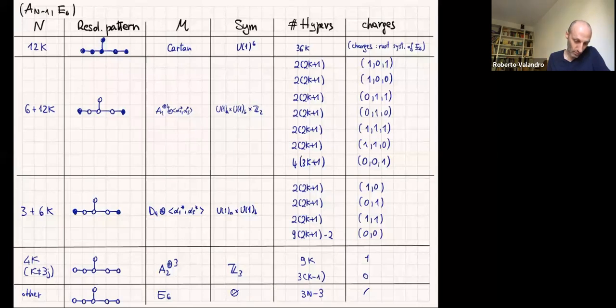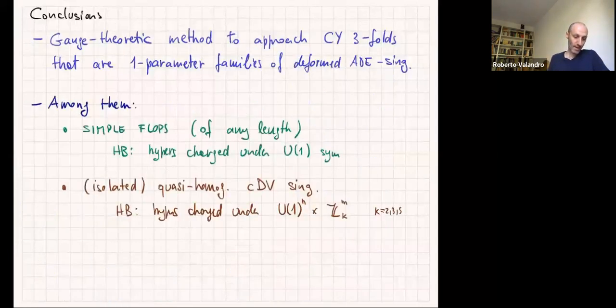So let me just conclude, and then we can go to question time. So we have worked out this gauge-theoretic method to approach Calabi-Yau threefolds that are one-parameter families of deformed AD singularity. What I told you is about simple flops that are a very simple Higgs branch, a number of hypers with different charges with respect to one single U1 symmetry, or isolated quasi-homogeneous compound Du Val singularity that has hypers that are charged under a bunch of U1s and some product of Zk discrete symmetries.